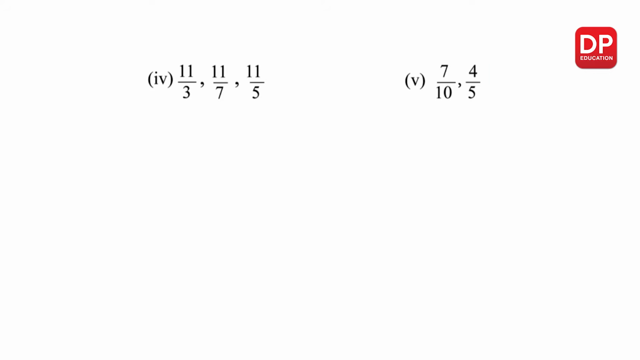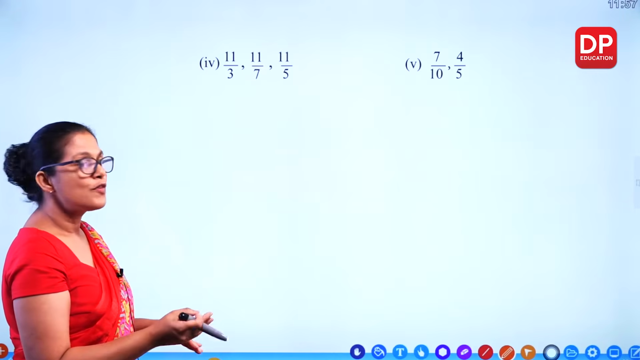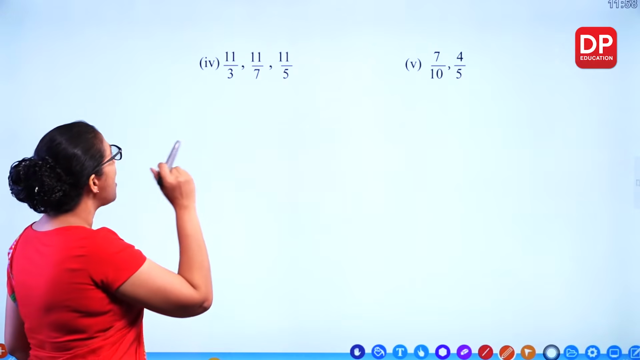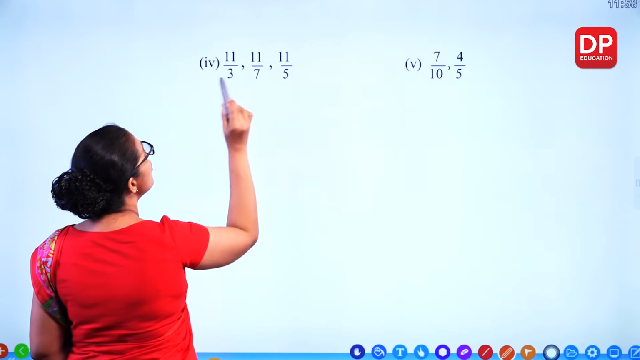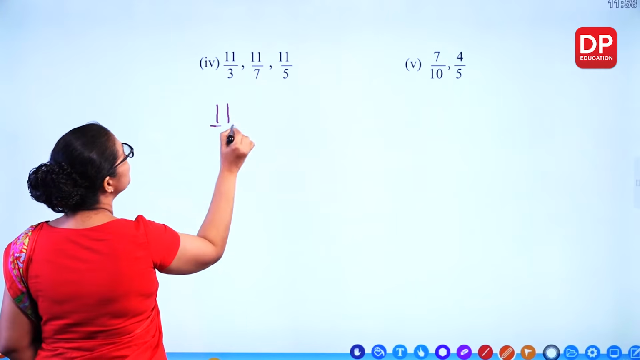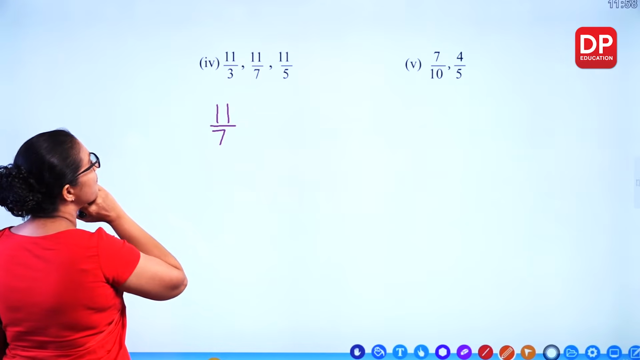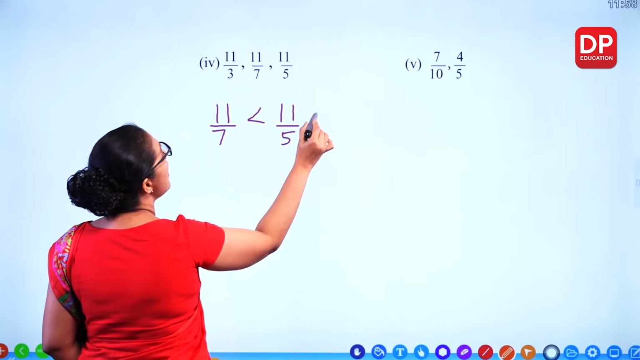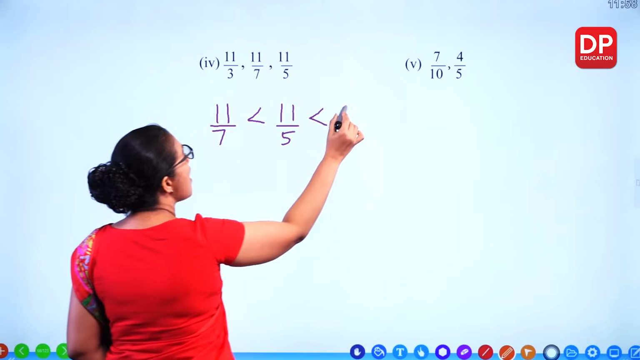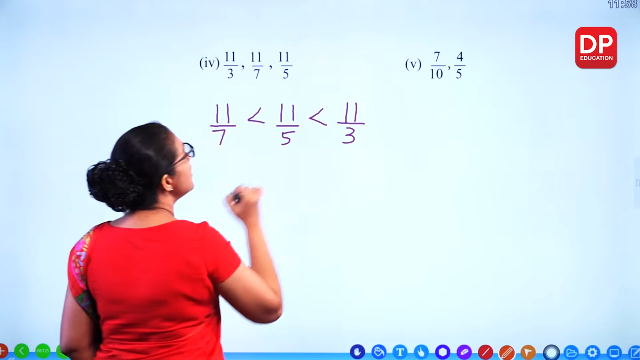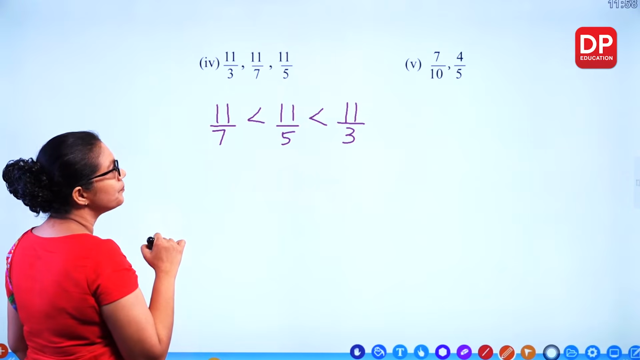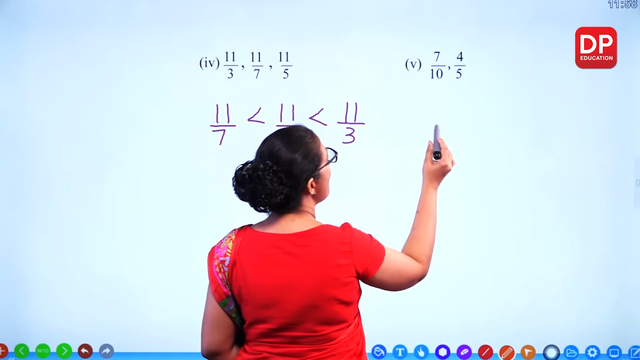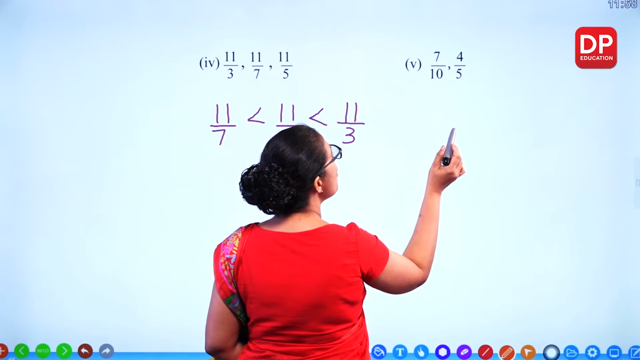Look at these 3. Numerators are the same. So what do you do? You look at the denominators. The larger the denominator, the smaller the value. So that's the smallest. Then you get 11 over 5, and then the largest value is 11 over 3. This one, 10 and 5, different denominators, you can't compare. So convert to the same denominator.